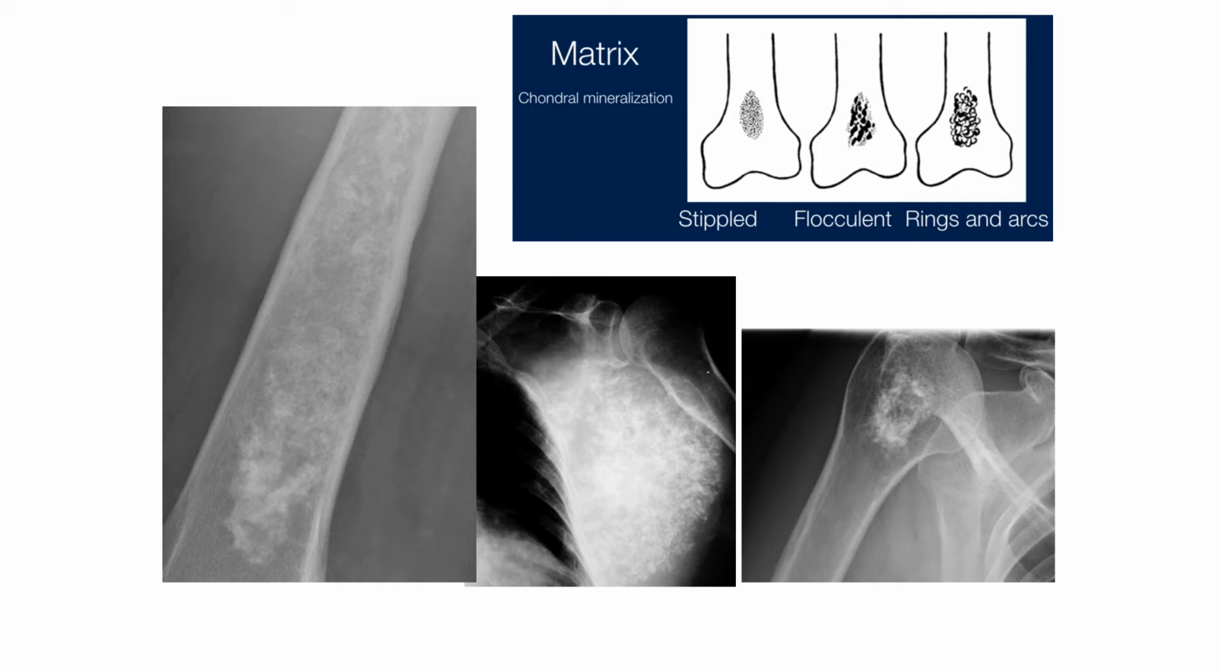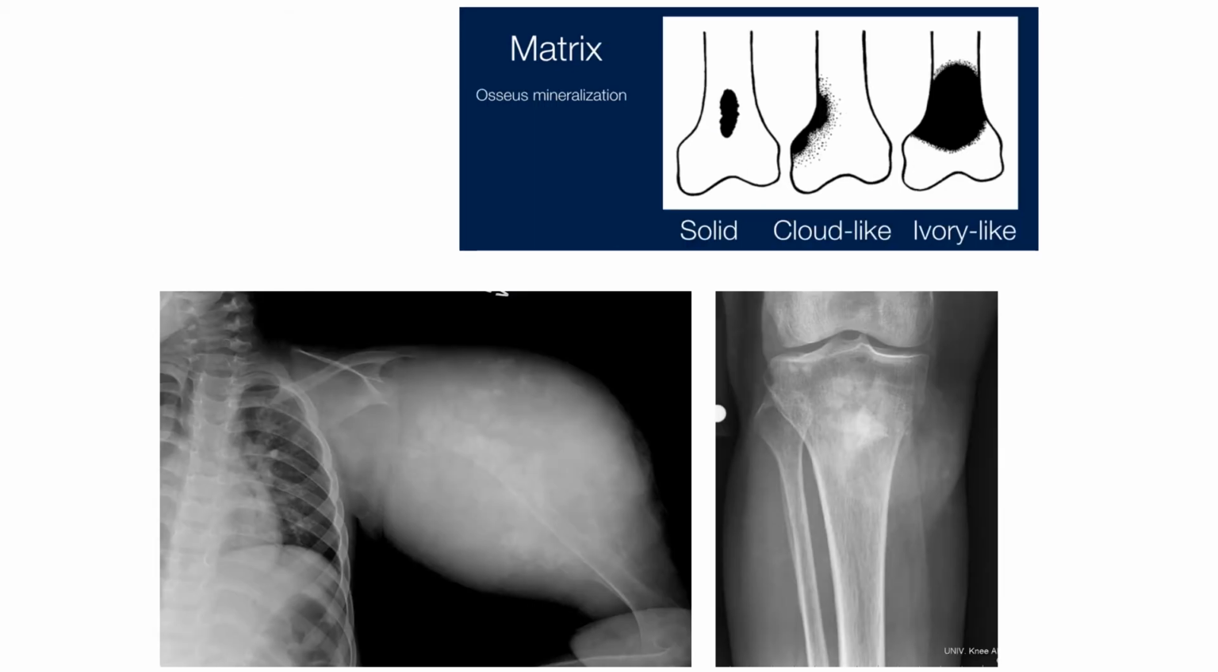The radiographic correlates to this are the far left, the stippled calcifications. In the center, the flocculent appearing mineralization patterns. And then to the far right, the arcs and rings that make up cartilage. Osseous mineralization is more cloud-like. It actually looks more dense than the cartilage does.